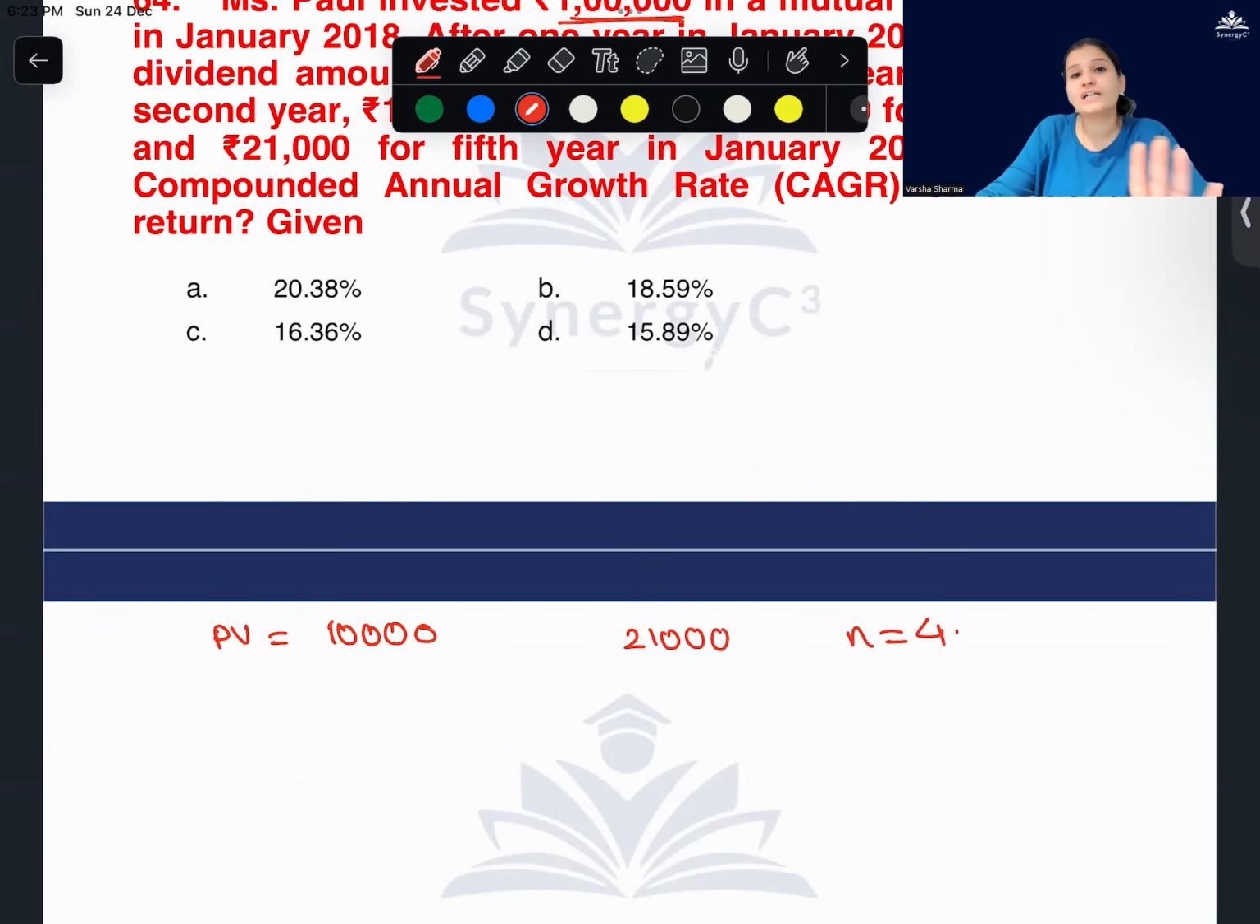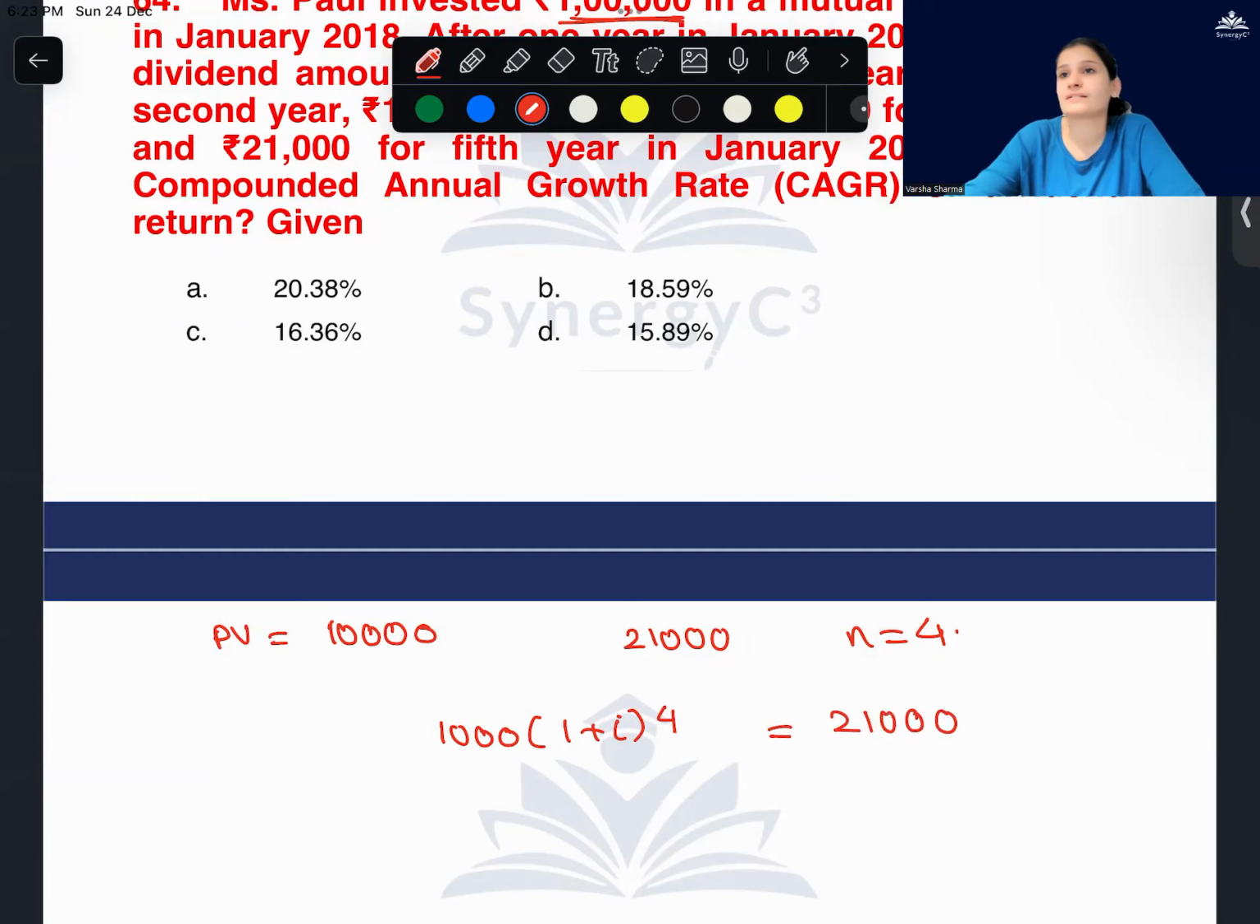We have to find the rate. You can go for trial and error. 10,000 into 1 plus i to the power 4. Whichever gives you 21,000, that's your answer. 20.99... so 21,000. 20.38%. Guys, understood? These are concepts that are not actually bigger things.